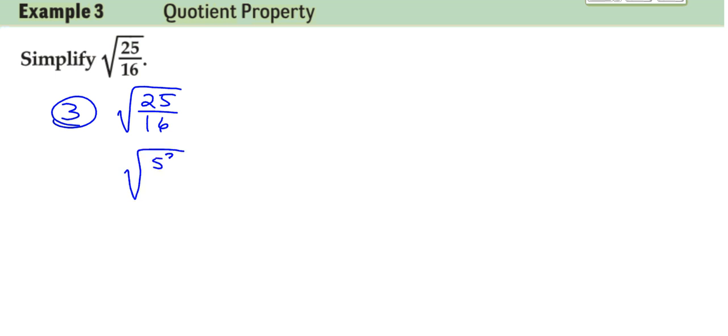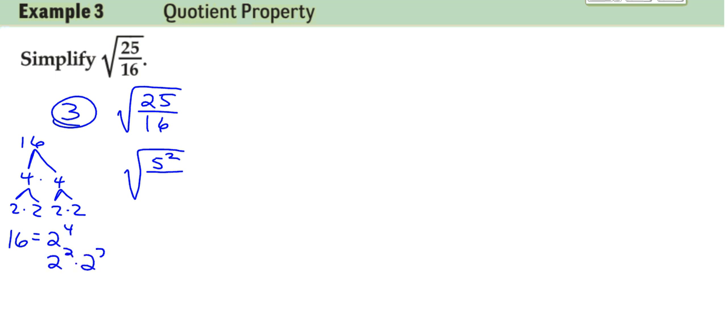25 is 5 squared. 16, if I do my little factor tree, is 4 times 4, but then that's 2 times 2 and 2 times 2. So 16 is equal to 2 to the fourth, which I can think of as 2 squared times 2 squared. So this is 2 squared times 2 squared. And then I get the square root of 5 squared over the square root of 2 squared times 2 squared.